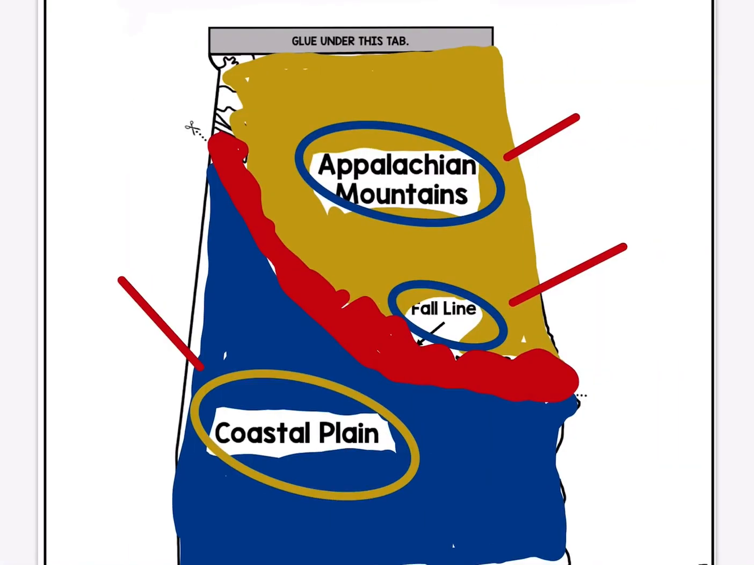So here we said to the north of the fall line is the Appalachian Mountains, and then to the south we have the coastal plains. So the fall line separates the Appalachian Mountains and the coastal plains.